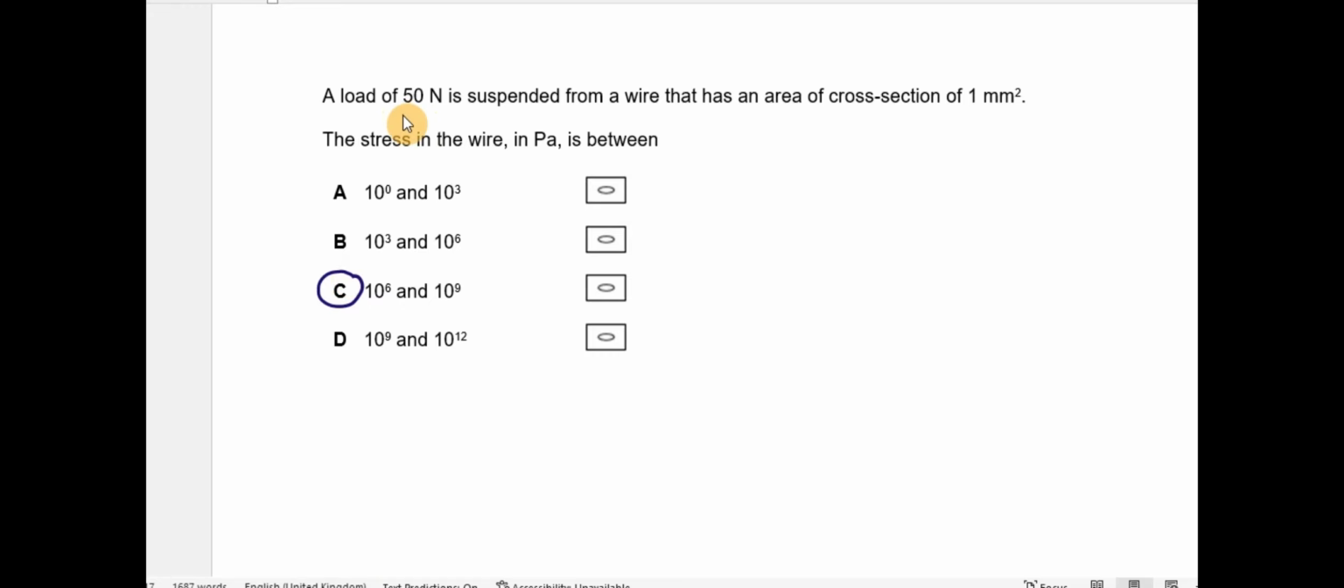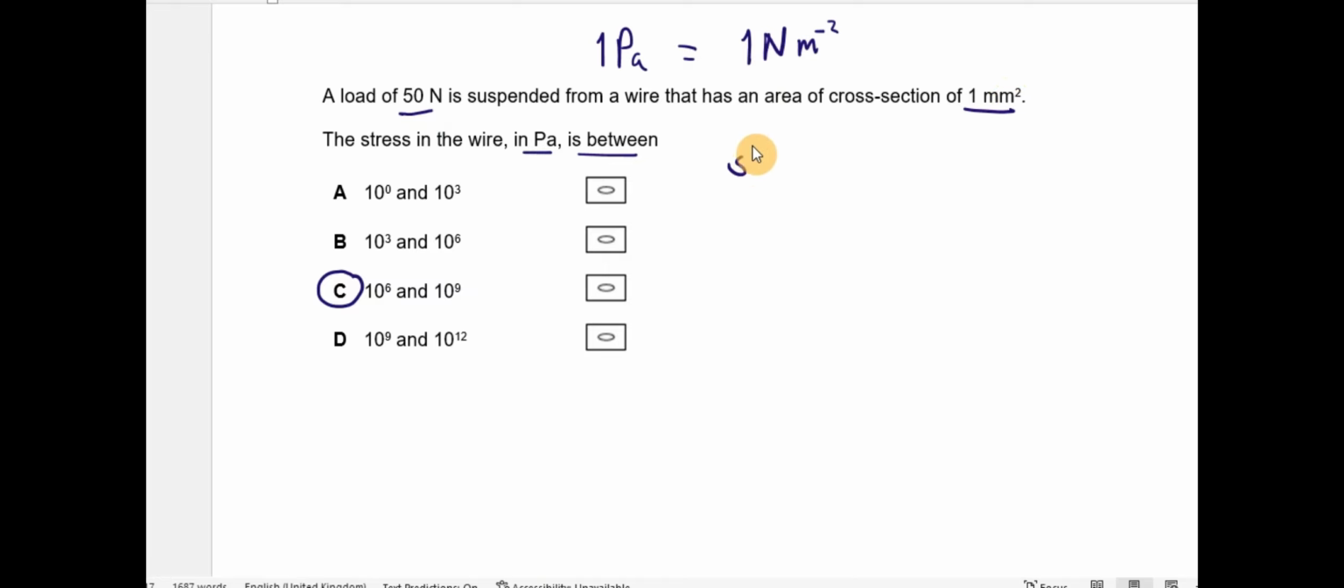So a load of 50 newtons is suspended from a wire that has a cross-sectional area of 1 millimeter squared. The stress in the wire in pascals is between, so we're after an approximate answer. Let's just remind ourselves what 1 pascal is. 1 pascal is equal to 1 newton per meter squared. Well, we've got our load in newtons, but we've got our area in millimeters squared.